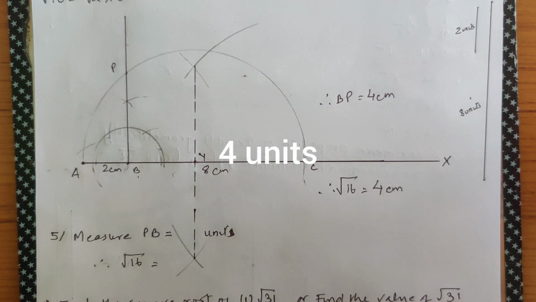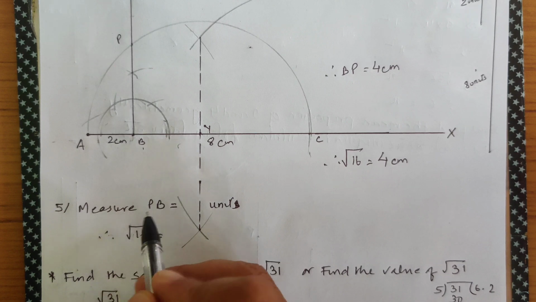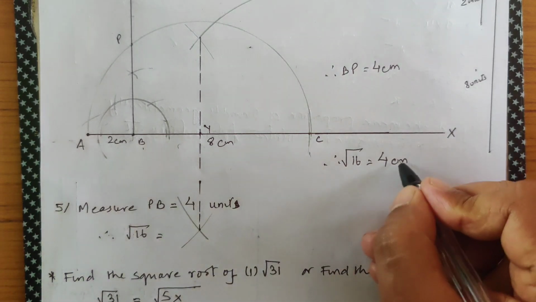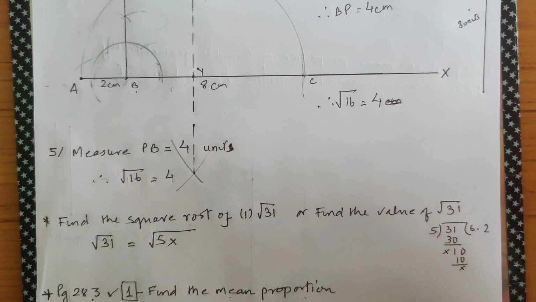So either you find square root or it says mean proportion, the whole process is same. So your fifth step will be different. Measure PB equals to 4 units. Okay, we'll not write centimeter, I'm so sorry, units. So root 16 equals to 4. So that way only you can have another question.